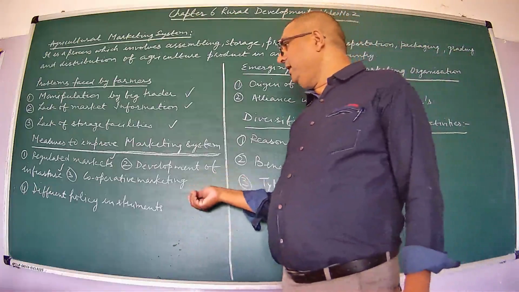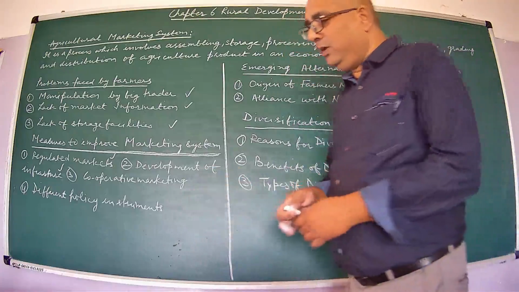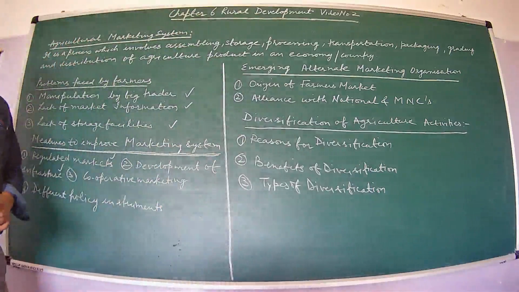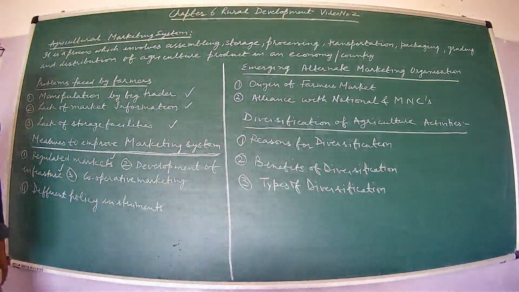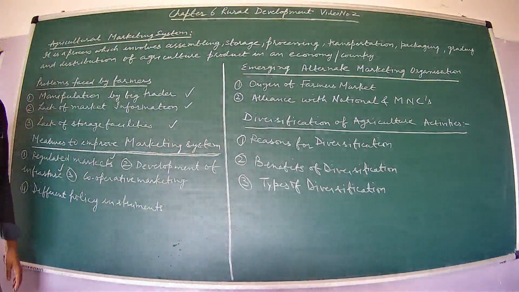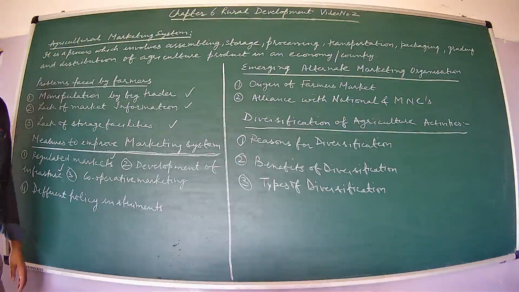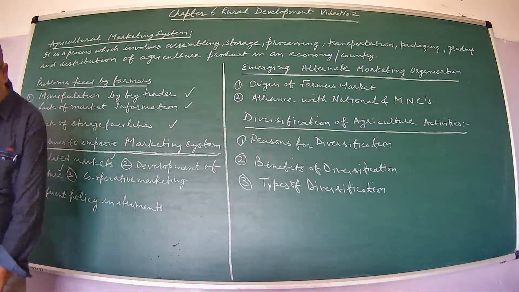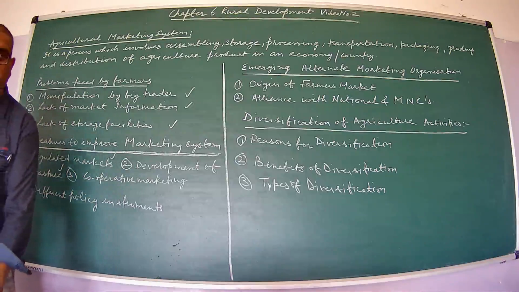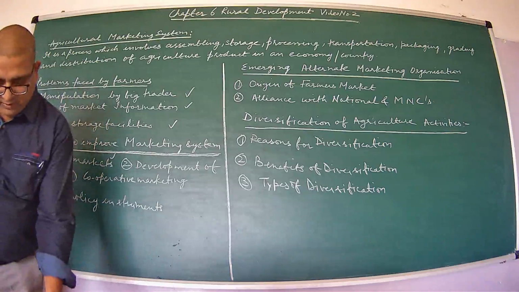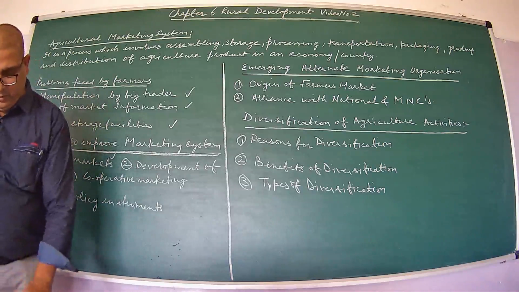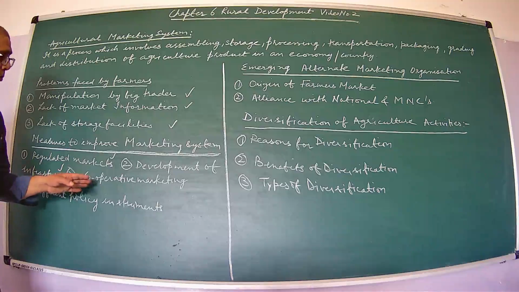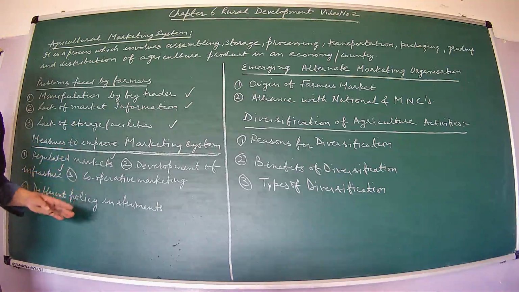Then a cooperative market system should be developed. Right. This is another important system in which cooperative marketing should be developed. This cooperative marketing will help the farmer to get the best price. It will fix the price for the farmer, but these cooperative societies were established by the government.